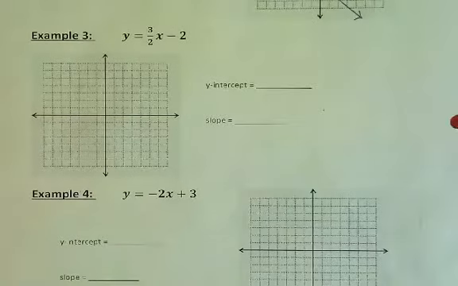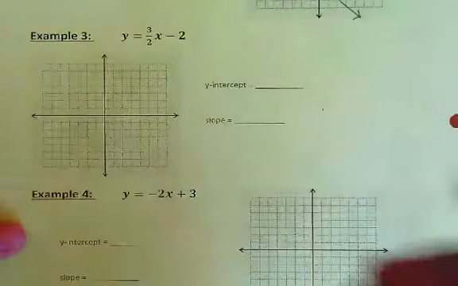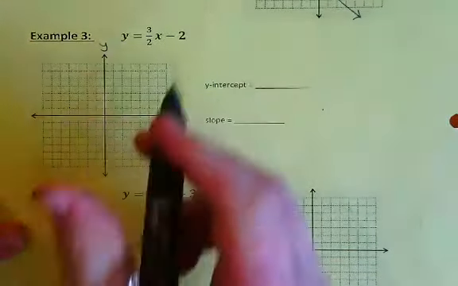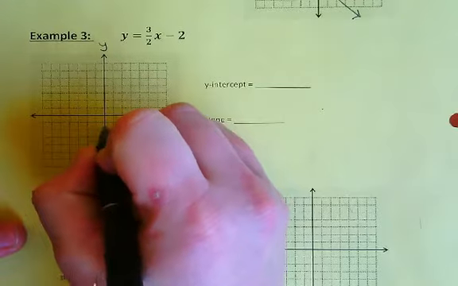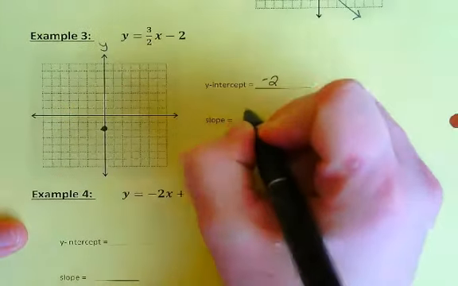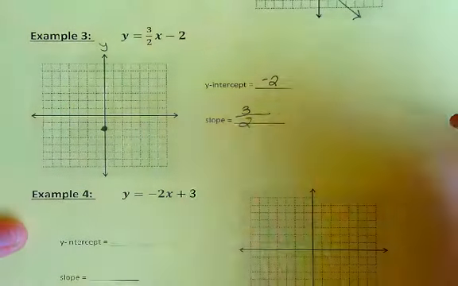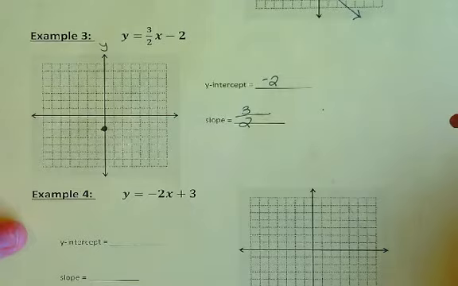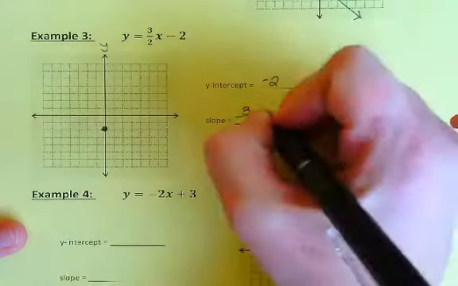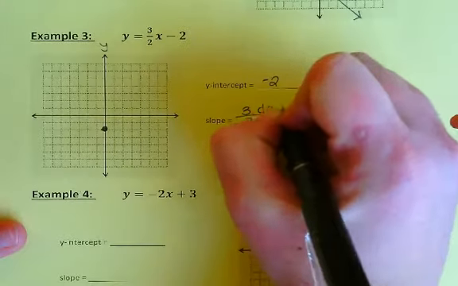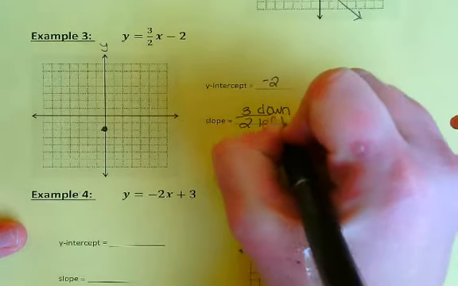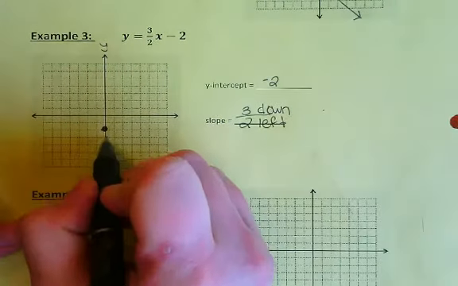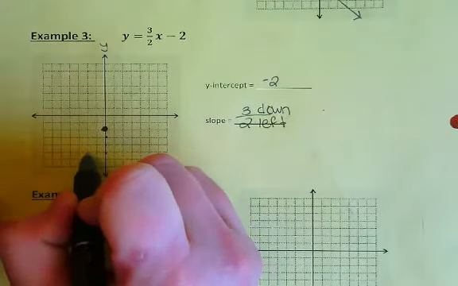So for number 3, we have a y-intercept of -2, so I find -2 on my y-axis, which is right here. My slope is 3 over 2. I can do 2 things, up and to the right or down and to the left. Let's just switch it up, and I'm going to go down and to the left. So I go 3 down, 1, 2, 3, and 2 to the left, 1, 2.